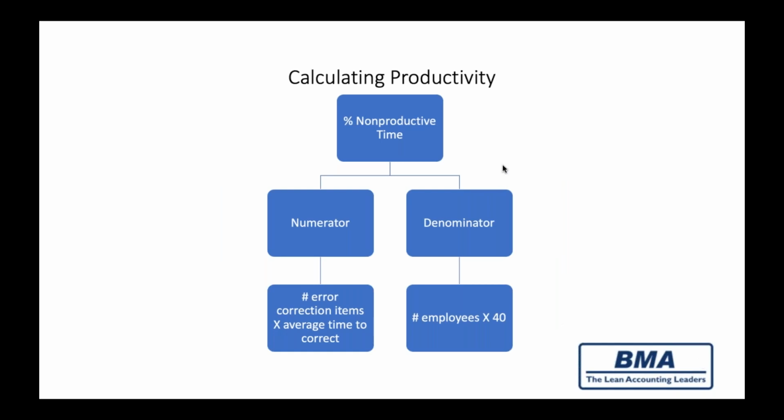This is just a more detailed explanation of the productivity, where the numerator is the number of error correction items multiplied by the average time to correct. The denominator is the number of employees in the process times 40 hours a week. And the reason I wanted to show this is because we just want to get the average time to correct. We're not trying to track actual time. We're just trying to get an average, because three of the four items are constant. The average time to correct is a constant, the number of employees is constant, and 40 is a constant. And so the variable that goes down is the number of error correction items, and that shows you how the productivity improves.